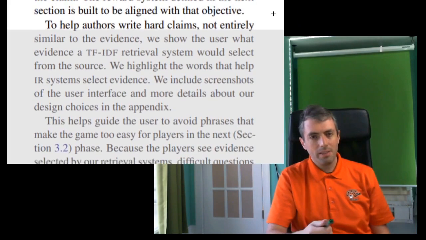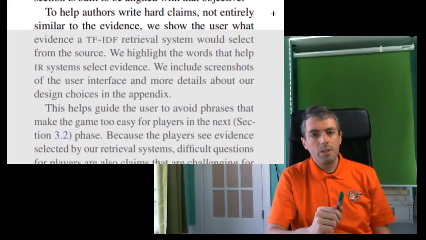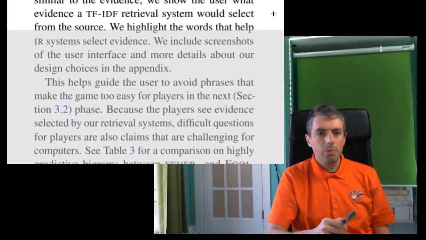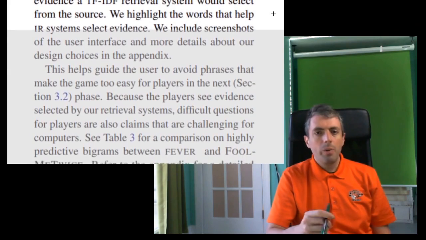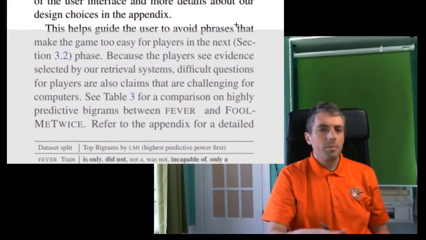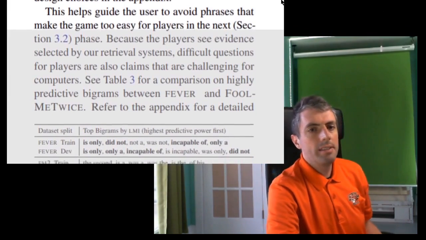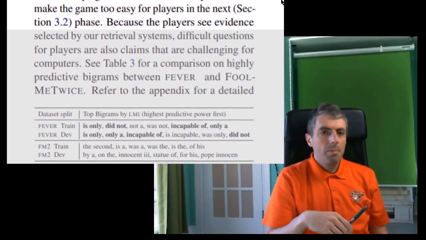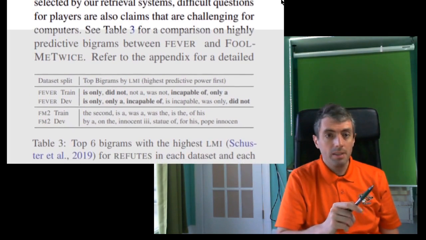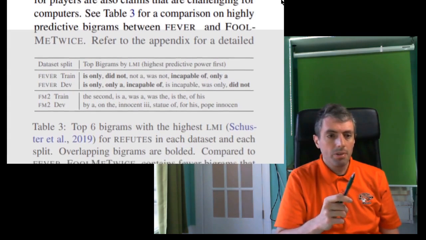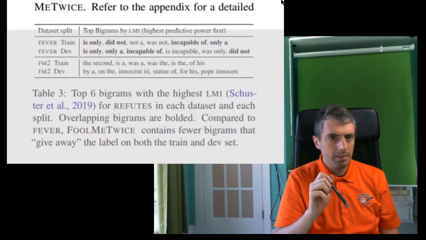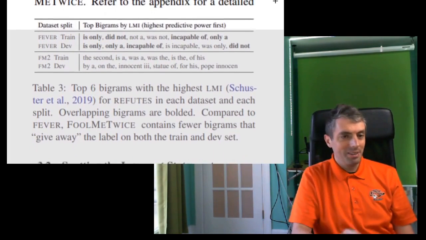To help authors write hard claims, not entirely similar to the evidence, we show the user what evidence a TF-IDF retrieval system would select from the source. We highlight the words that help IR systems select evidence. We include screenshots of the user interface and more details about our design choices in the appendix. This helps guide the user to avoid phrases that make the game too easy for players in the next phase. Because the players see evidence selected by our retrieval systems, difficult questions for players are also claims that are challenging for computers. See Table 3 for a comparison on highly predictive bigrams between FEVER and Fool Me Twice. Refer to the appendix for a detailed description of the method.